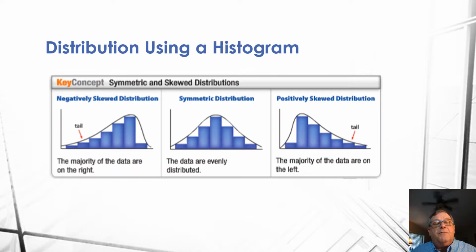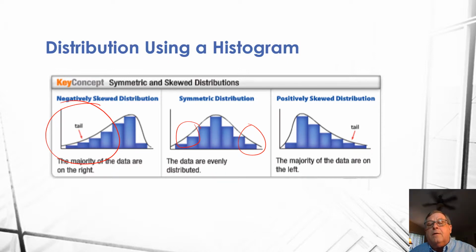Now, over here on the left, where it says negatively skewed distribution, we see that the majority of our data is on the right side, but that creates what we call a tail on the left. If you look here on this symmetric one, we really don't have a tail when both sides are evenly distributed. But when we have a tail over to the left, we call that negatively skewed, which means most of the data is over on the right.